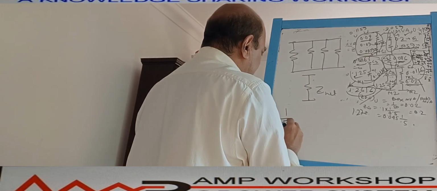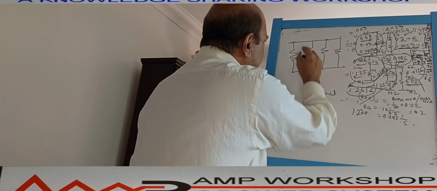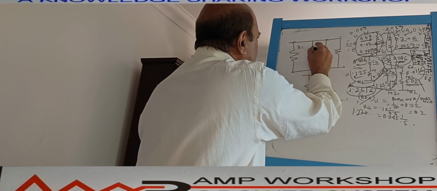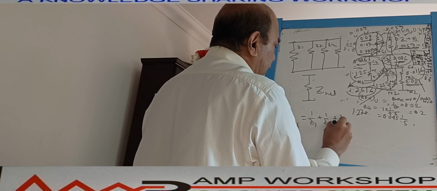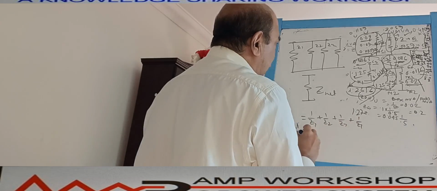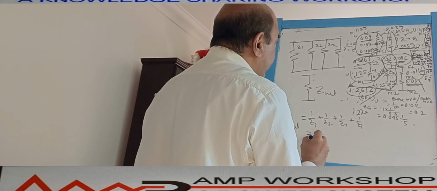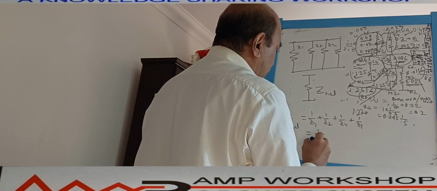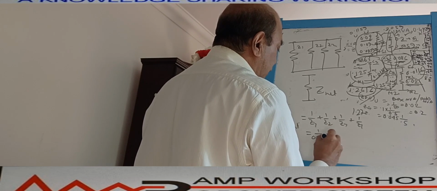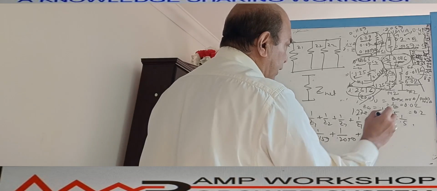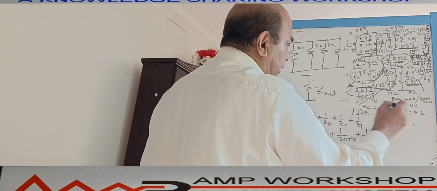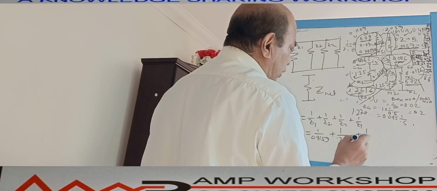So we can calculate the equivalent of this: 1 by Z net. If this is Z1, this is Z2, this is Z3, and this is Z4, we know the parallel formula: 1 by Z1 plus 1 by Z2 plus 1 by Z3 plus 1 by Z4. So that equals 1 by 0.1159, then 1 by Z2 equals 1 by 0.2059, then 1 by 1.26, and the last is approximately the same, 1.26, right?